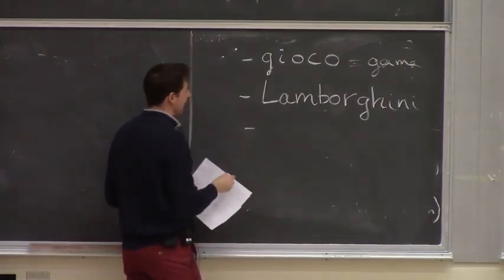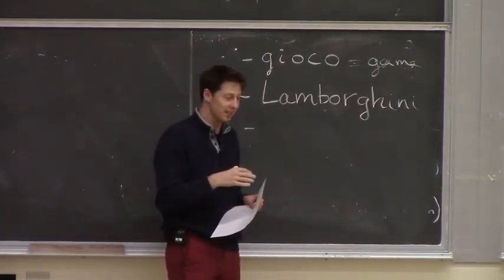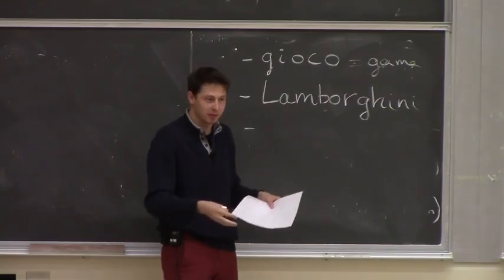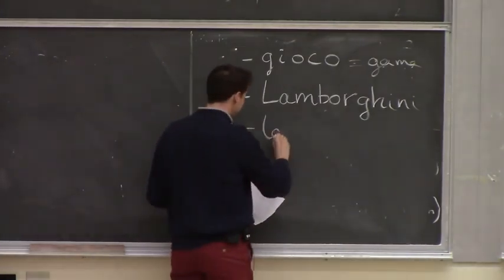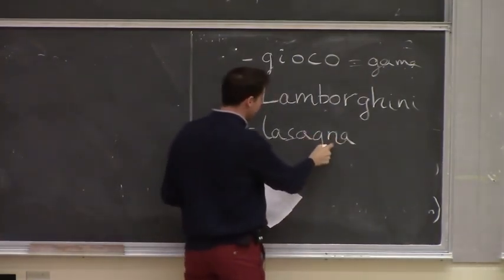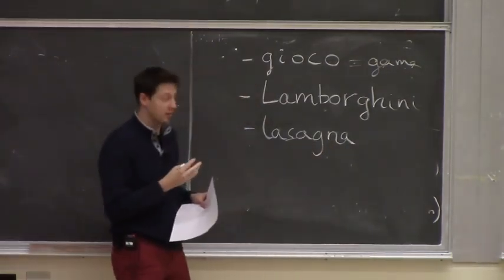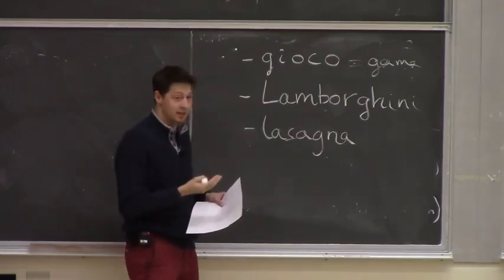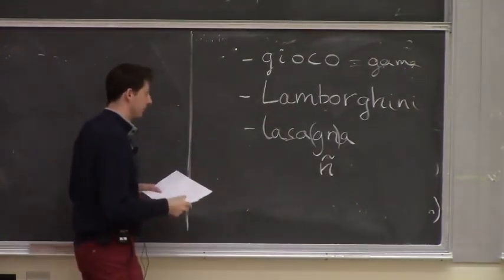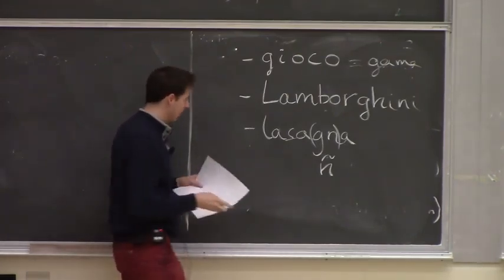Okay, more G trickery. There's an Italian food where there's this flat pasta, right? You know, layer after layer, and in between you put lots of meat, right? So there is more trickery here. The G becomes palatalized. It's not G, it's not lasagna, right? It's lasagna. So this is kind of like the Spanish ñ. Okay, so getting comfortable with G's. Okay, how about another one?